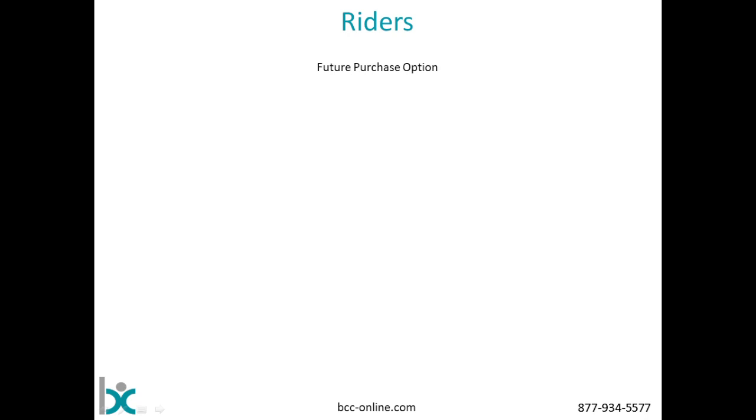is what's called the future purchase option, or the future income option, or the future income benefit, or the future purchase benefit, or the future income rider, or future purchase rider, whatever name it happens to go by. It's always going to have this idea of being able to buy more in the future.